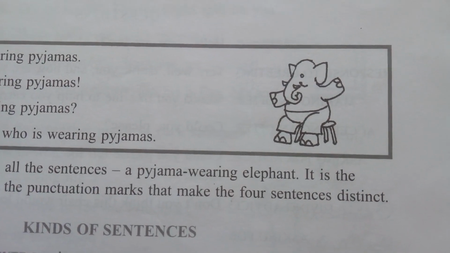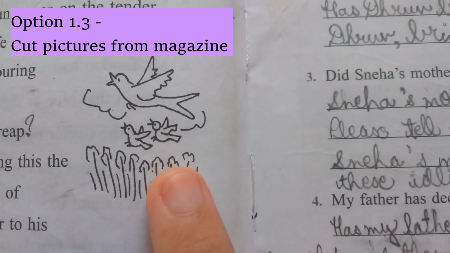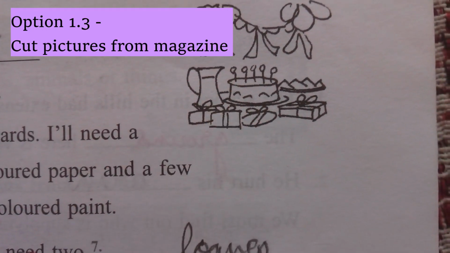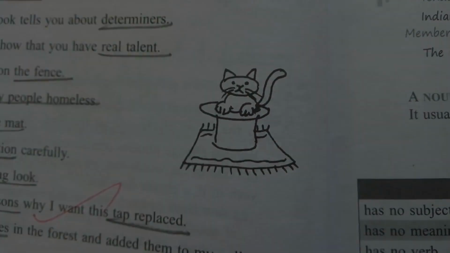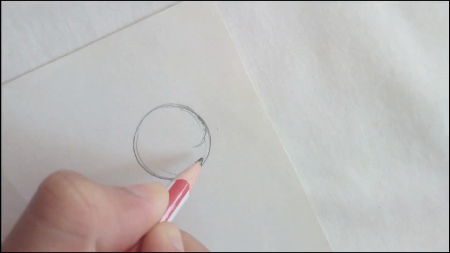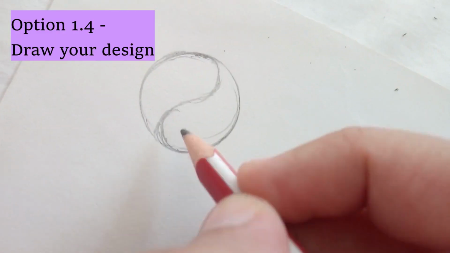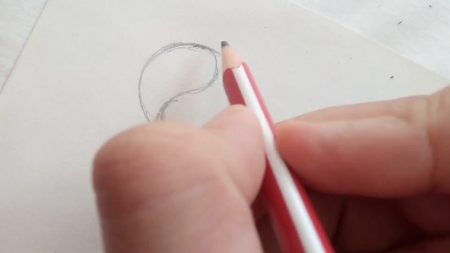Now what if you don't want to print pictures? In that case, here comes option number 2 for you. You can cut pictures from magazines or old books, and if nothing works, hold your pencil and start drawing the design or the picture.